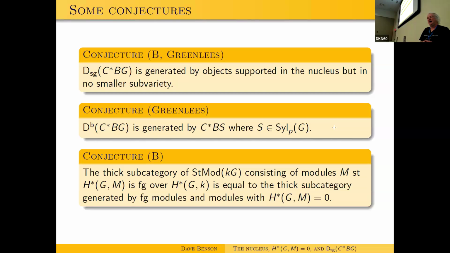But the conjugate, so all such subgroups are conjugate. So if you take a conjugate, does it give you a different object? It gives you exactly the same module. So just one module. Yes, so this is a single module that generates the bounded derived category.